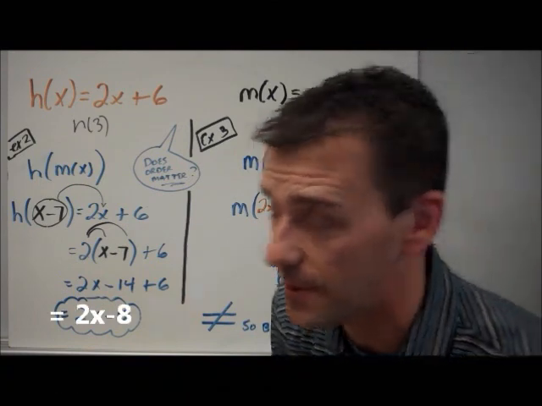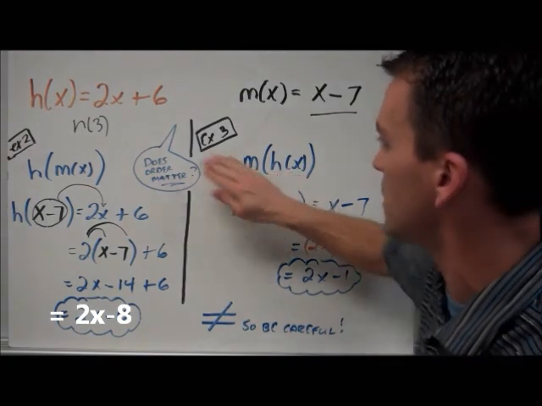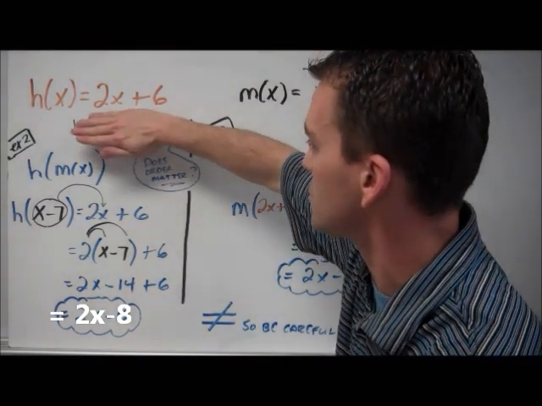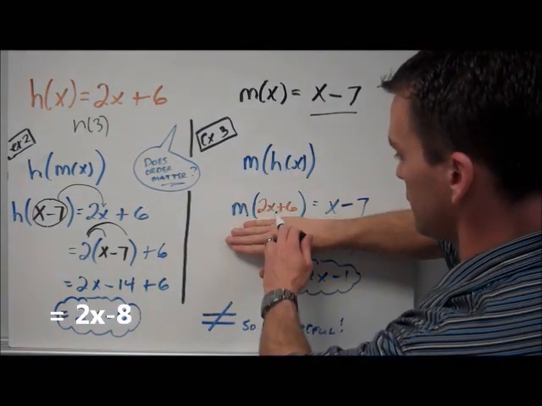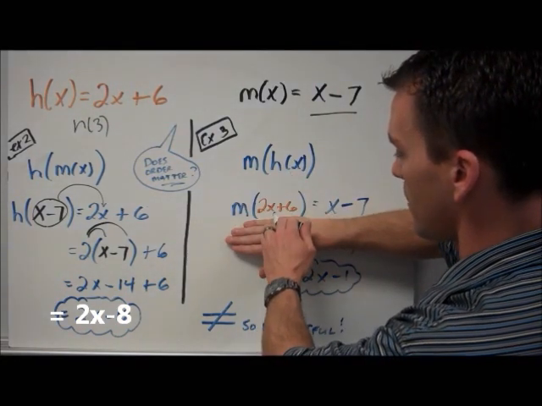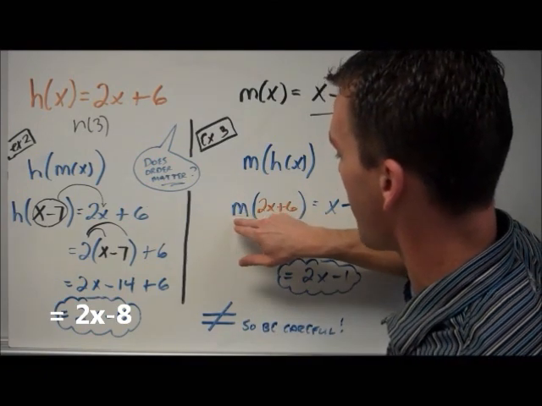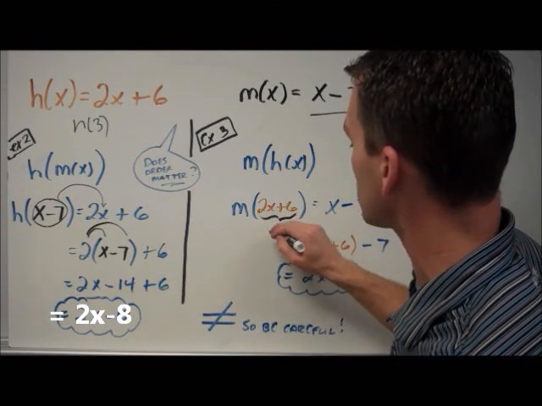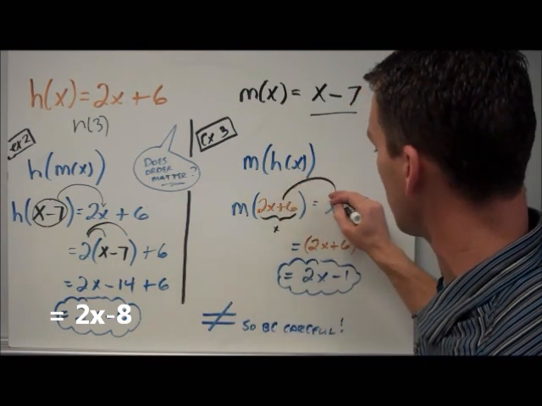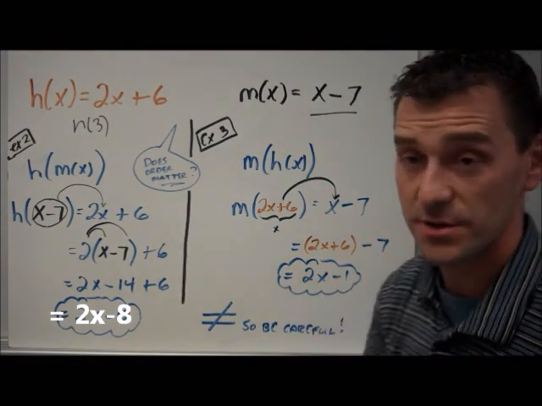Now let's see if it's different. Over here, m of h of x. I know h of x is this thing right there, so I'm going to take 2x plus 6 and put that in for h of x. Since this is my x value now, I'm looking for the value of m when x is that goofy thing. So I take that and substitute it in there. There it is. This is actually pretty simple.